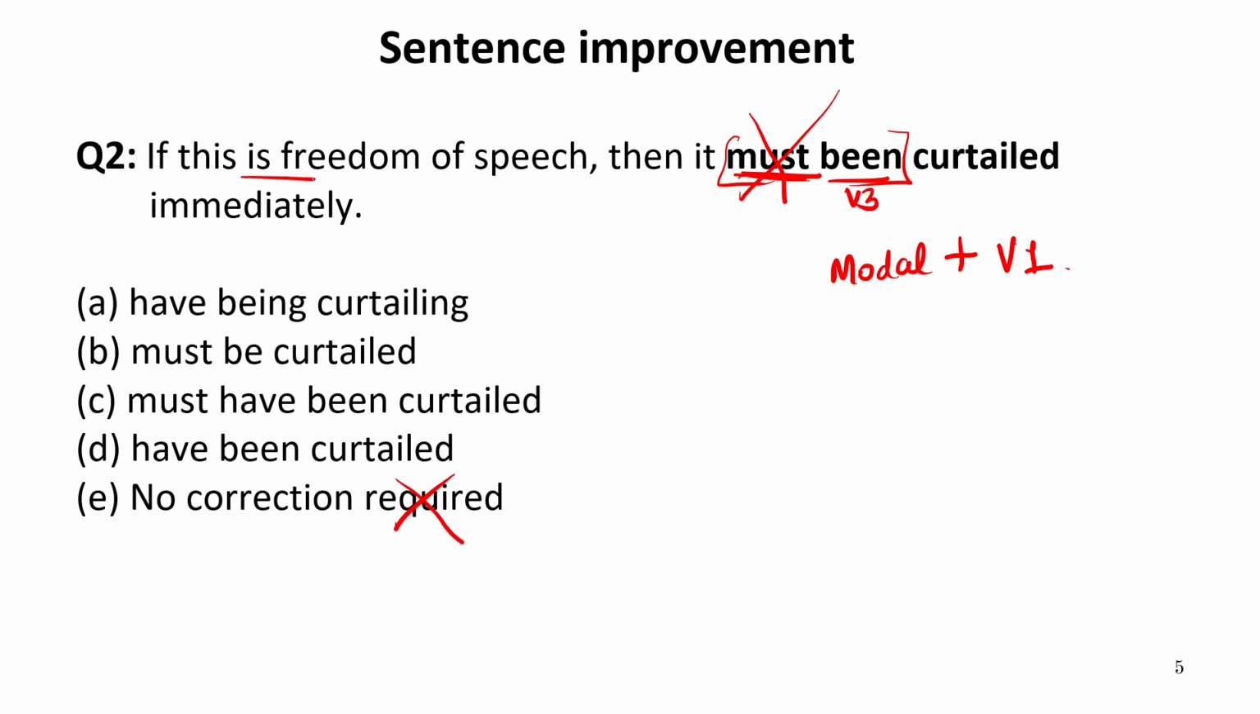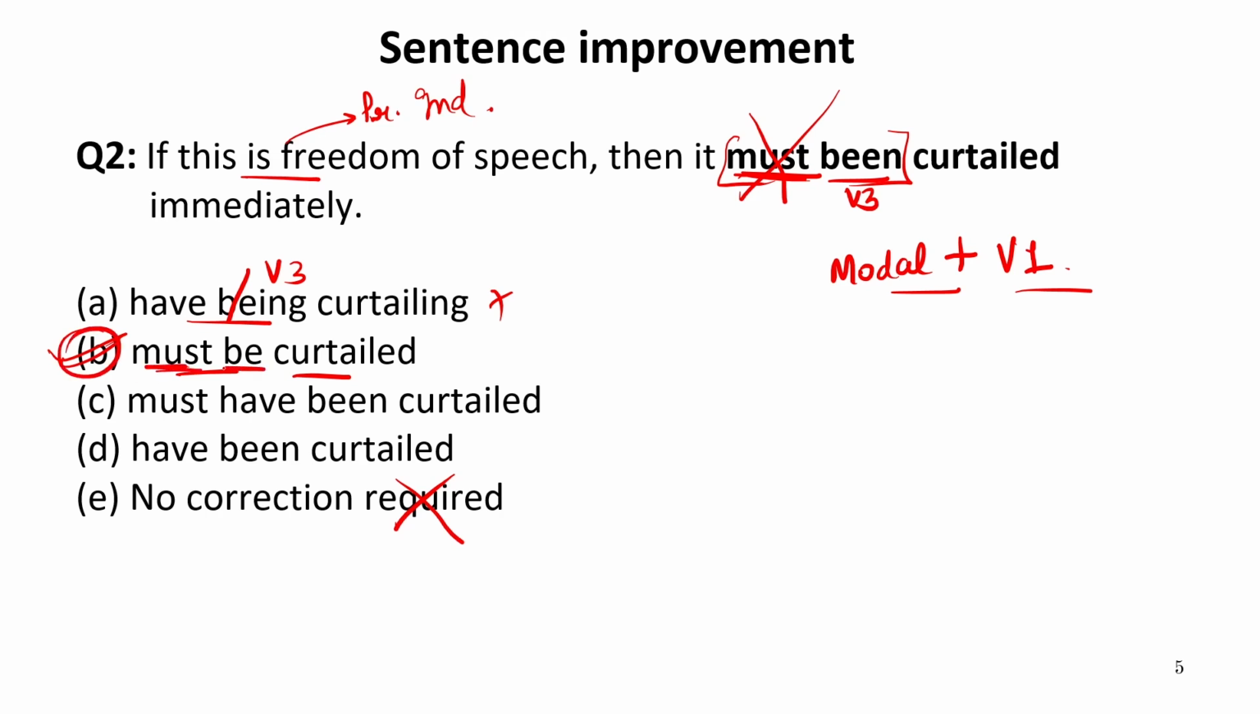Now, if this is a freedom of speech, it is a present indefinite tense or you can say simple present tense. So, the rest will be like modal plus verb first form. So let us see have being. Now have, after have we can have only verb third form. So this is again incorrect. This cannot be the answer. Must be curtailed. This is the correct option.